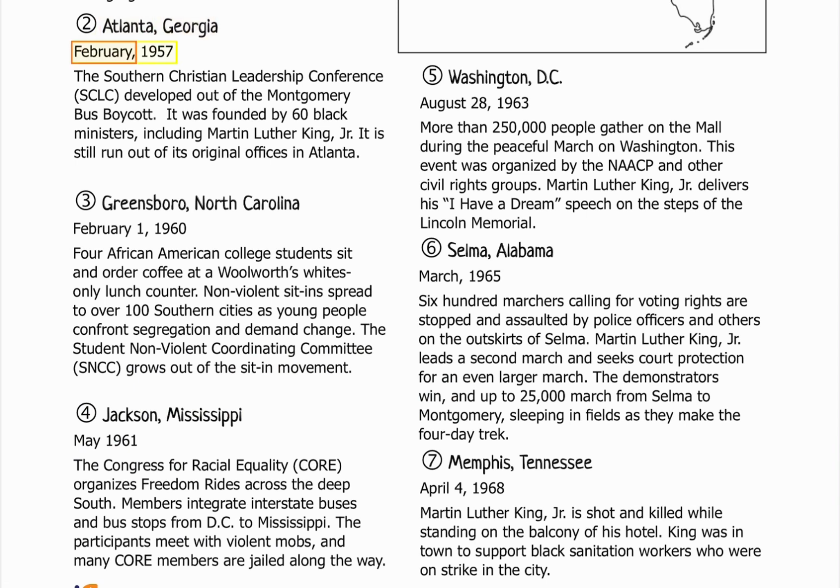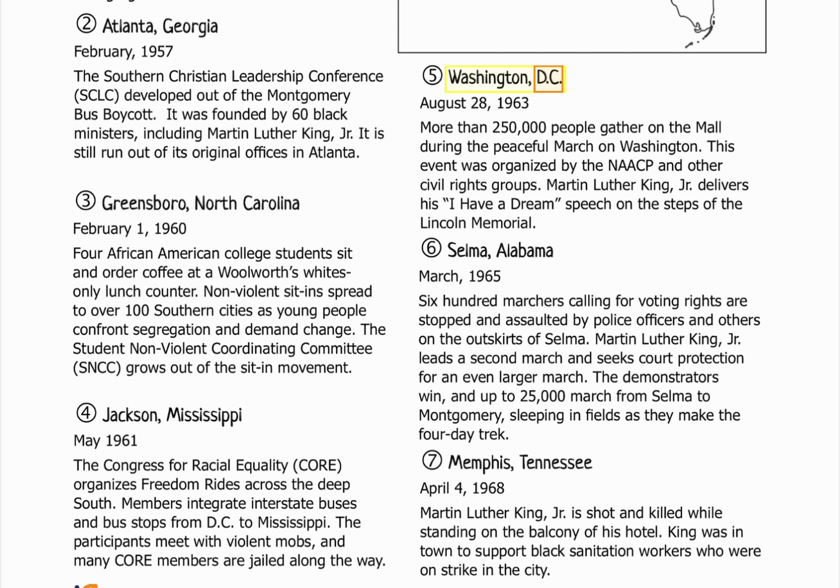Atlanta, Georgia, February 1957. The Southern Christian Leadership Conference, SCLC, developed out of the Montgomery bus boycott. It was founded by 60 black ministers, including Martin Luther King, Jr. It is still run out of its original offices in Atlanta.